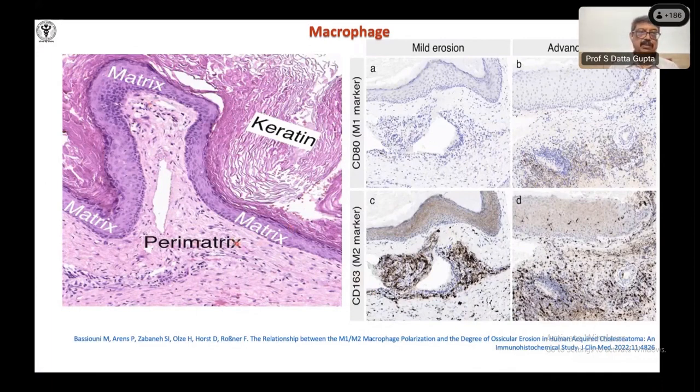For example, this is in a cholesteatoma, and you find this cholesteatoma is in the healing phase. Although there are M1, which is identified by CD80, and M2 by CD163, there's an admixture of M1 and M2. There's a preponderance of M2 because it's in the healing phase, right?